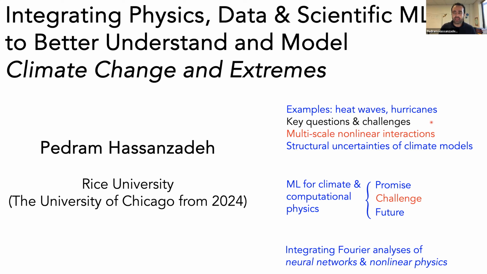And this is one of the main reasons that we are looking for new tools and novel approaches in climate science. So next, I'm going to give you some examples about the promises and challenges of using machine learning in climate science and more broadly in computational physics. And then I'll discuss what I think could be some directions to pursue in the future, which, as you will see, will emphasize the need for rigorous frameworks to analyze neural networks when they apply to nonlinear systems like the climate system. As an example, I'll briefly discuss this work that we have been doing on integrating the Fourier analysis of neural networks and the Fourier analysis of nonlinear physics as a way of moving toward providing these rigorous frameworks for analyzing neural networks.